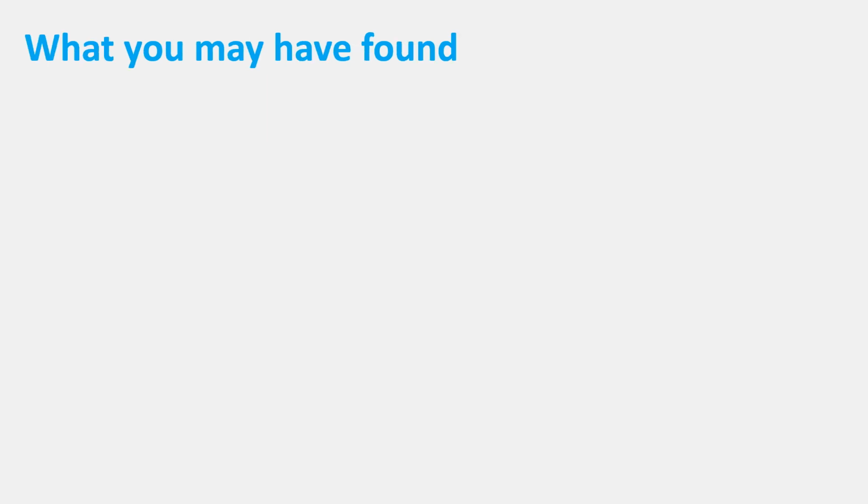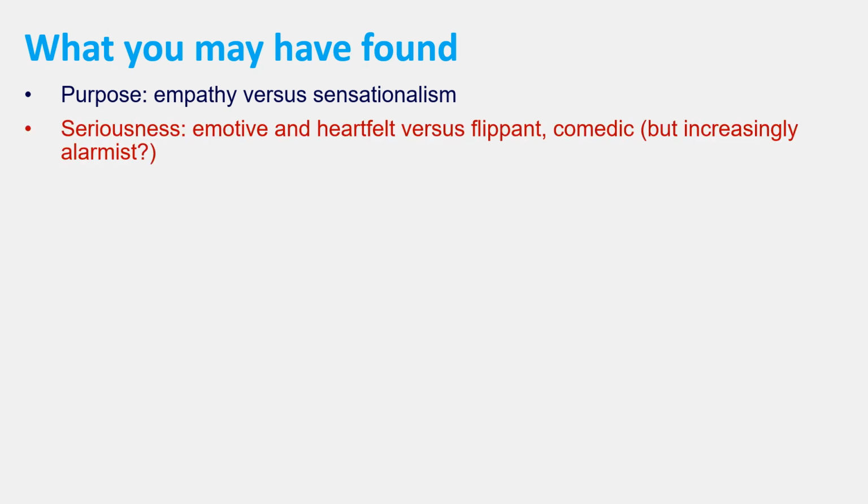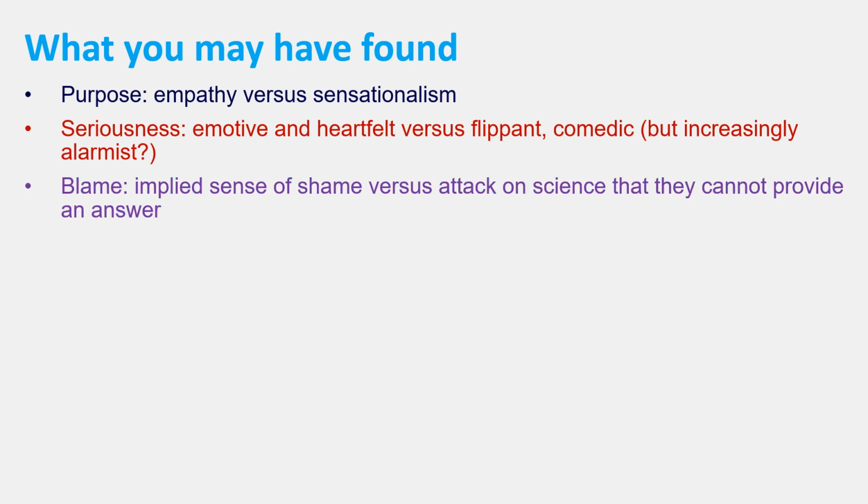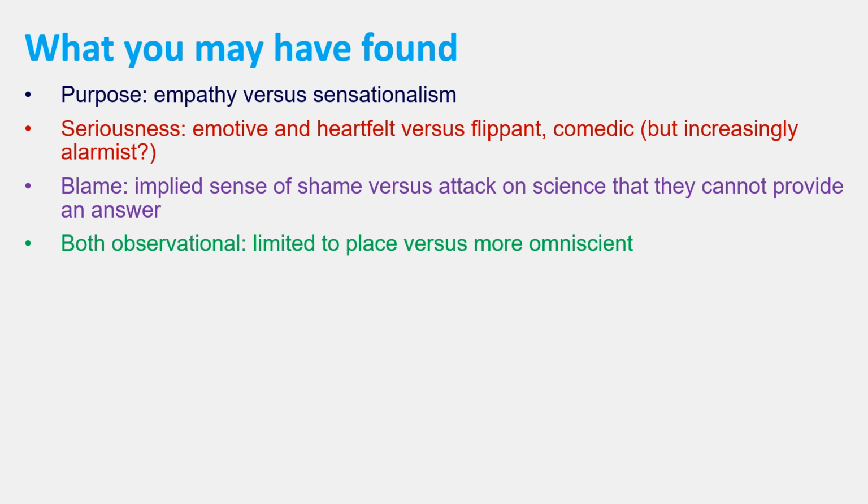Things you might have found from the two sources that you wanted to talk about. Well, here are a list of them. The purpose: one's about empathy, one's about sensationalism. The seriousness of it: one's very emotive and heartfelt, one's a bit flippant, quite comedic, alarmist in places. One of them suggests shame, one of them tries to attack scientists who don't know enough. Both of them are observational, but one of them, the Aberfan, is very much limited to that place, Aberfan, whereas the article goes all over the place, looks at different parts of Great Britain.